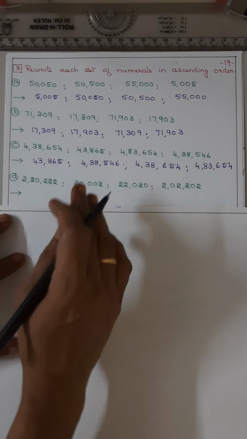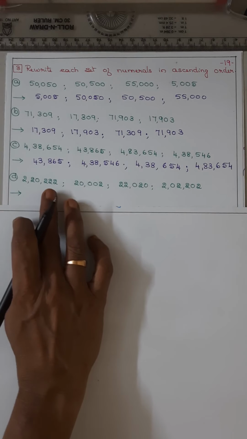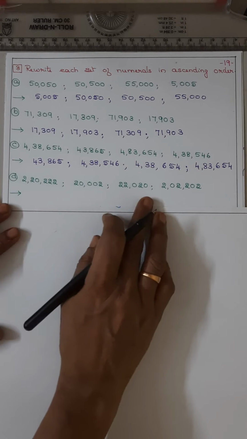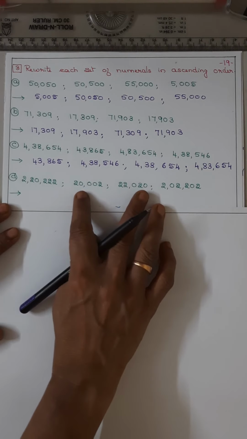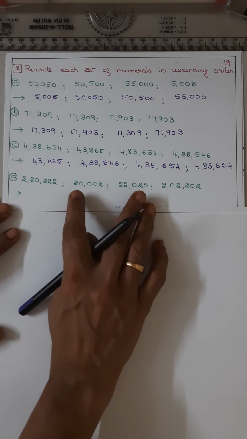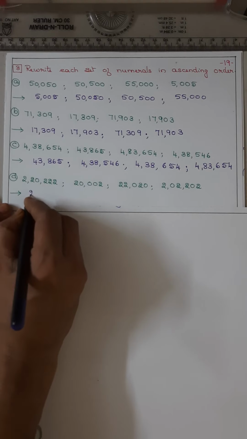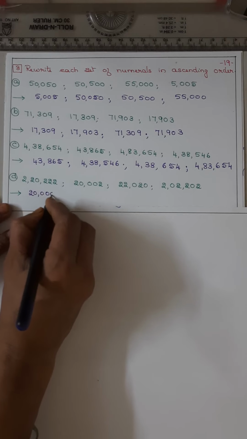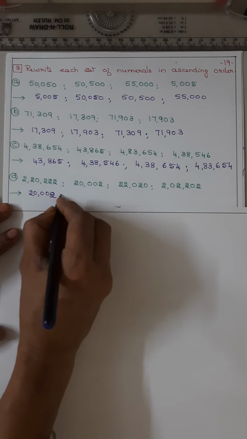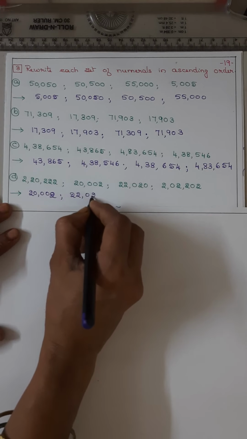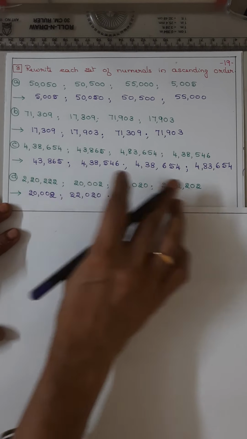Understood? Now it is a lakh, 6,556. So you have to compare between these two. So 2 equals 0, 2. So 20,000 first, 20,002. Then 22,020. Next compare between these two.